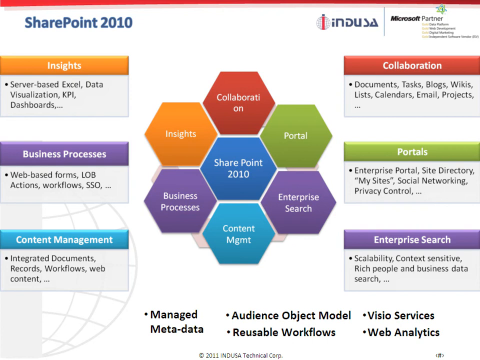The SharePoint Beehive displays 6 major categories containing several features addressing the needs of a digital marketing initiative. The 6 categories are collaboration, portal, enterprise search, content management, business processes, and insights. In addition to these major categories, there are some unique features that I would like to point out.